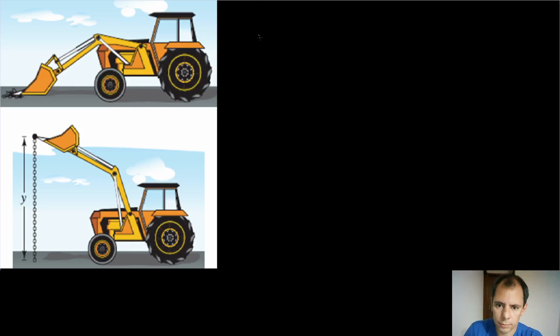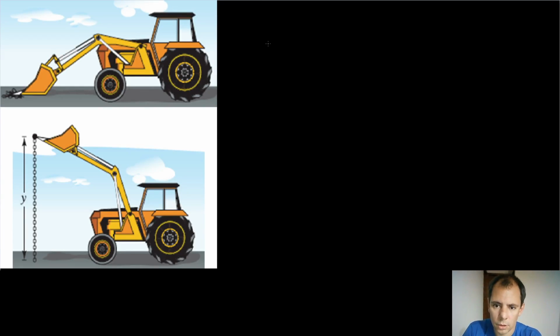Well, you see, the work that it takes to lift it, for example, a very small work is going to be equal to... Okay, no. I'm going to take a different approach. What's going to be the instantaneous force? The force is the density, the weight density of the chain is 5 pounds per foot.